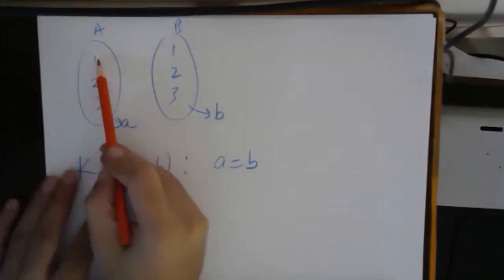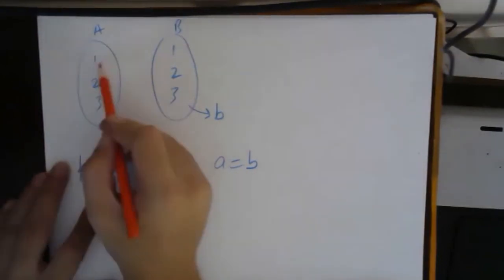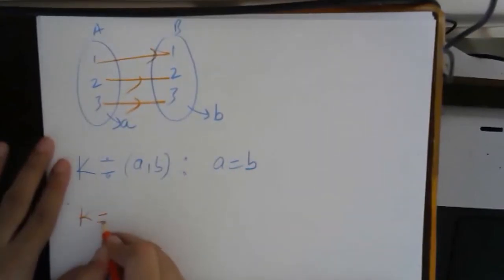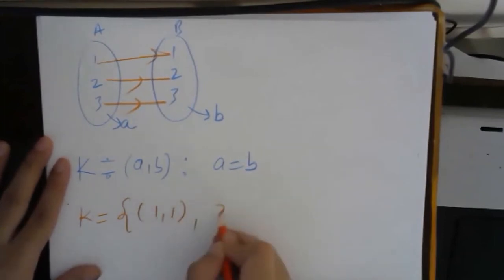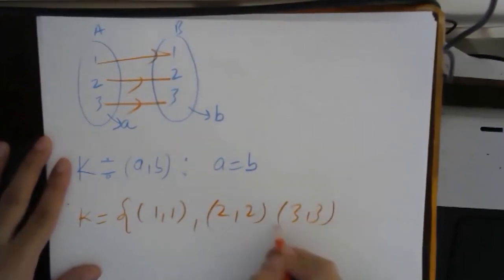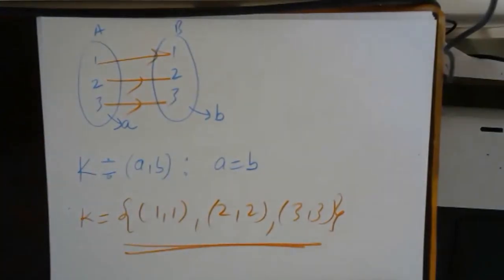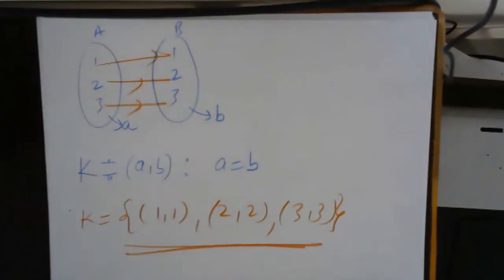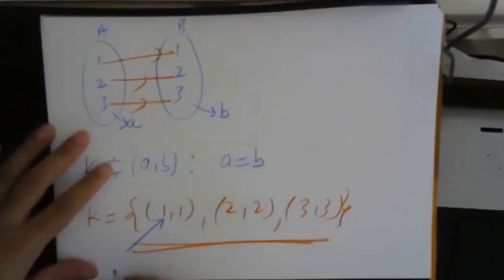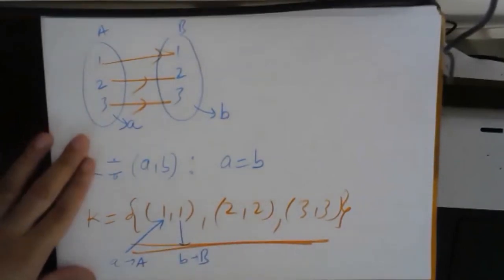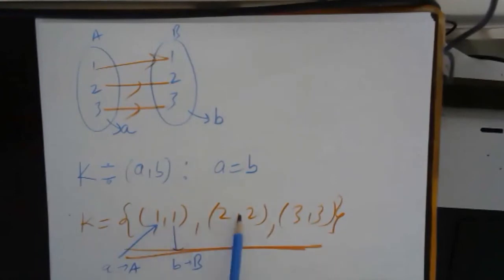Then tell me, 1 will be linked with which element of set B? 1 to 1. Very good. 2 to 2 and 3 to 3. Right? So K is a set which contains what elements? (1, 1), (2, 2), (3, 3). That's it. Simple as that. Everybody understood? So a is coming from set A, and b is coming from set B. Understood? So these are the elements of this relation.